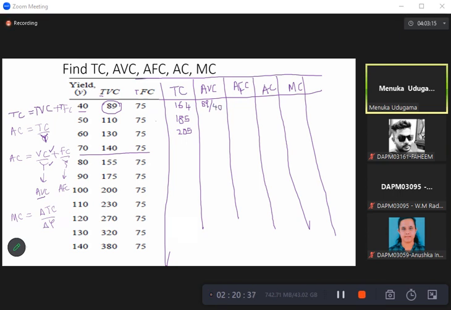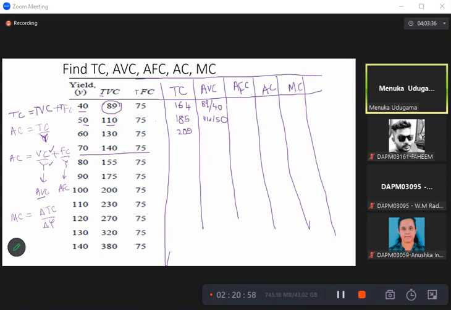For this one, the second one, it's 110 divided by 50. You'll have to find the values, right? 110 divided by 50. Okay, so just find the values. Use the calculator and you can calculate the values.